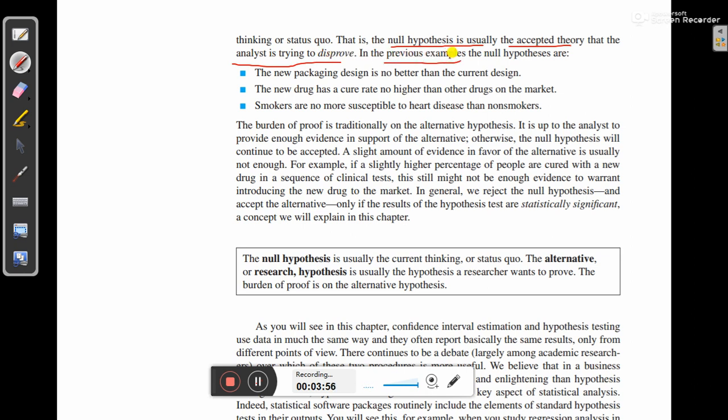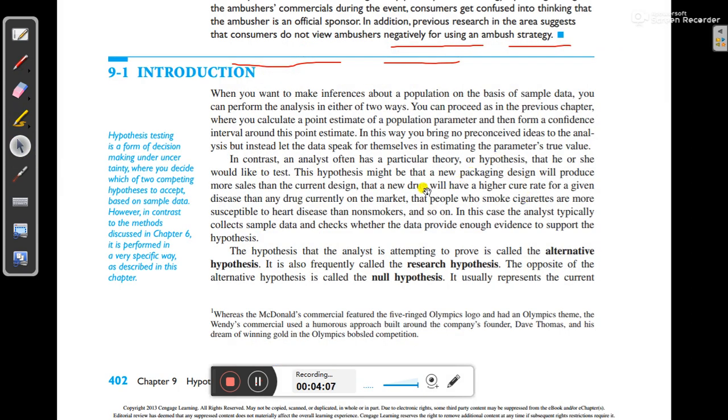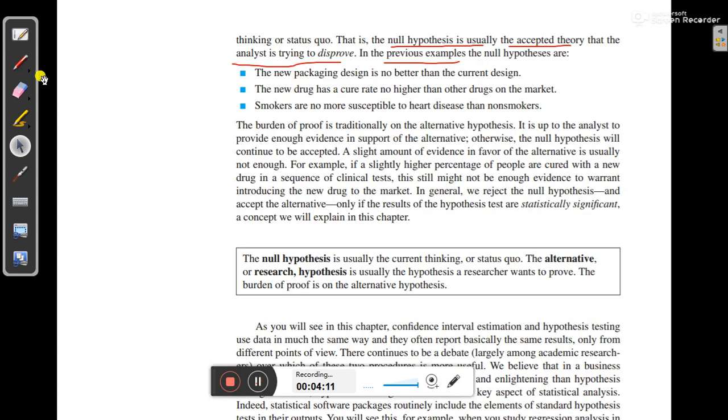Let's go through the examples from the previous statements. The new packaging design is no better than the current design, which is the opposite version of the generic statement or alternative hypothesis. Suppose you want to prove that the new packaging design is better than the current design. Then in the null hypothesis, you try to disprove this negative statement: the new packaging design is no better than the current design.